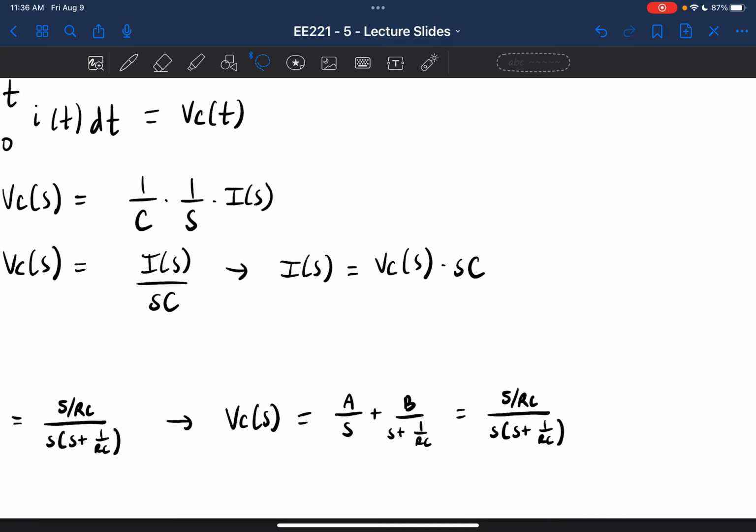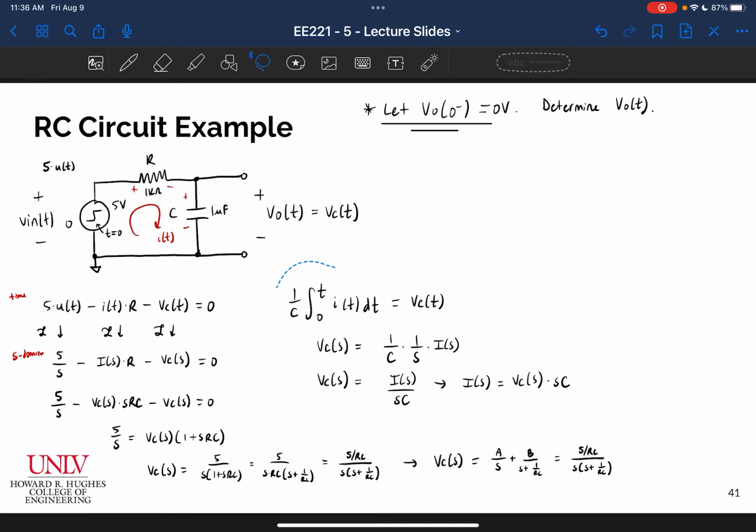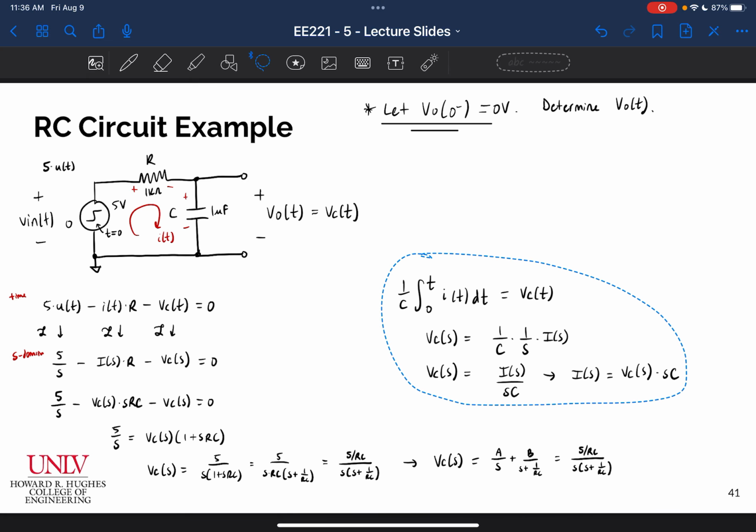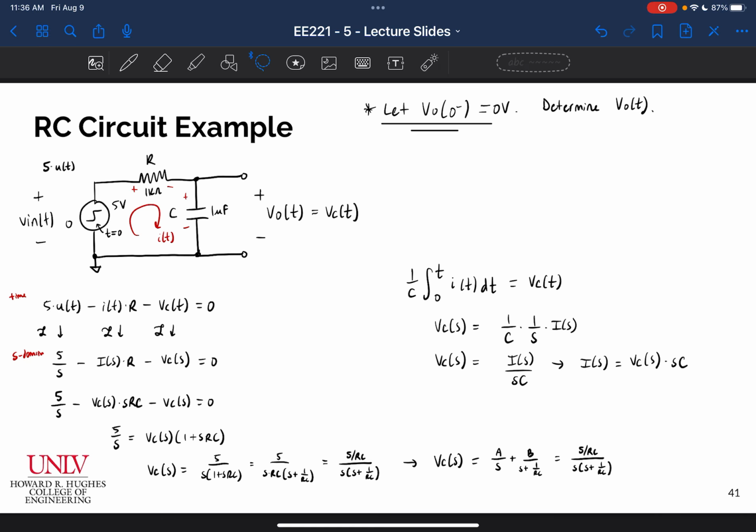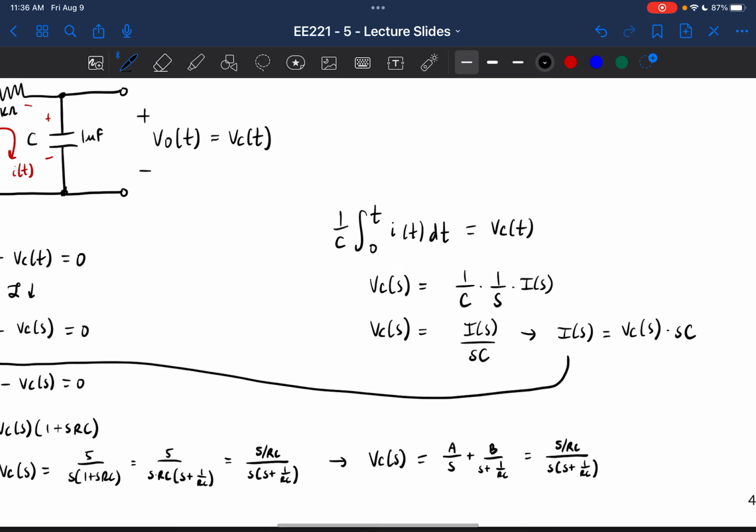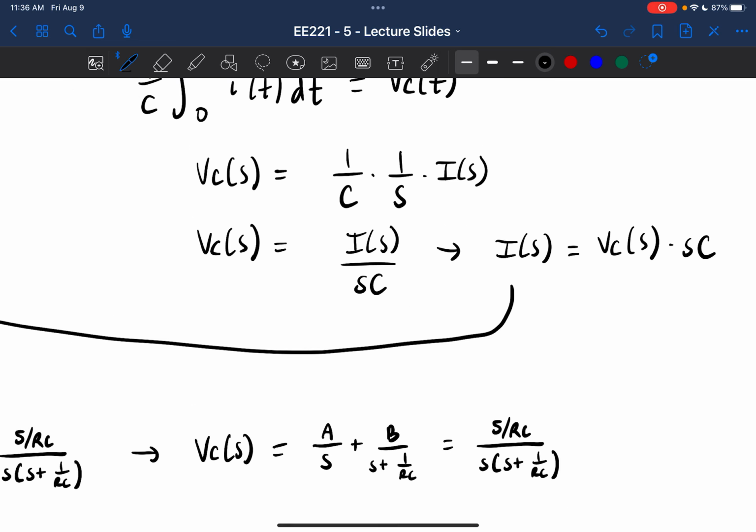All right, so I'm going to leave this problem here for now. This is an aside. This is how we determined I of s in terms of Vc. So I'm going to draw an arrow here, that's how we plugged in. Actually, it'd probably be better to do this. All right, so I'm going to leave this problem right here. We're basically at a point where we can perform partial fraction expansion on Vc of s.